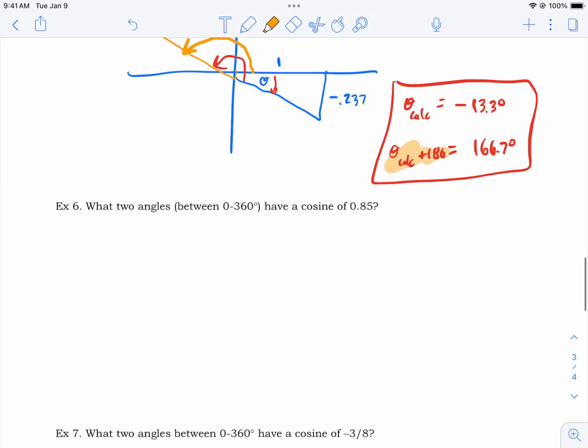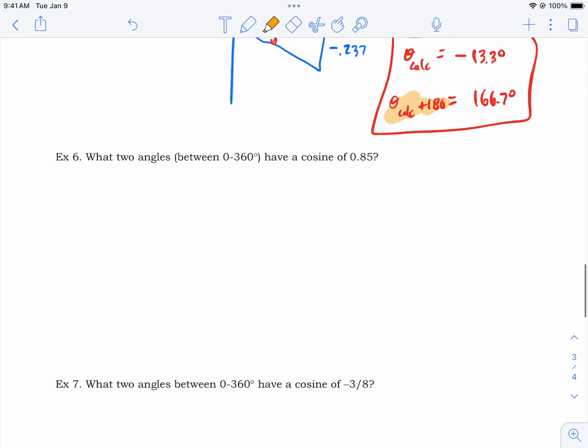What do you do for cosine? Well, let's find out. So cosine, you got to do, guess what, something different. Which two angles have a cosine of 0.85? Well, it's a positive cosine. All students take calculus means we're positive in the first quadrant and in the fourth quadrant, actually.